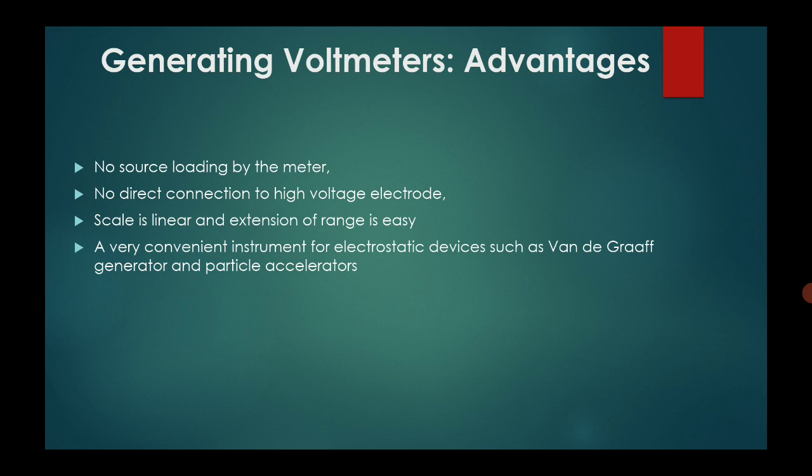Now we'll talk about the advantages of the generating voltmeter. There is no source loading here, and no direct connection to the high voltage electrode. So two are very important: there is no direct connection and the source is not loaded. The scale is linear and the extension of range is easy. It is a very convenient instrument for electrostatic devices such as a Van de Graaff generator and particle accelerators.